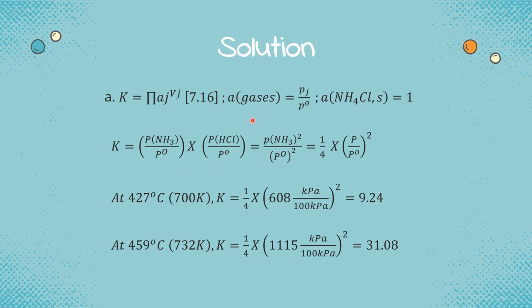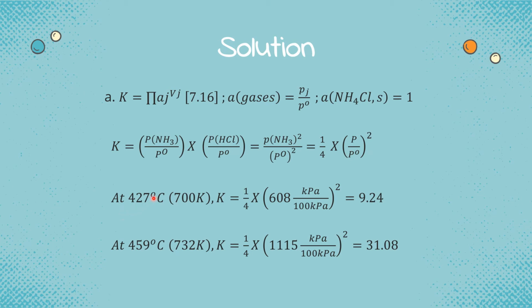Then we know that the partial pressure of NH3 is equal to the partial pressure of HCl. So we have this expression. Then we know that the partial pressure of NH3 is equal to P over 2. So we have 1/4 times P over P normal squared. Then we substitute the value for the total pressure P.